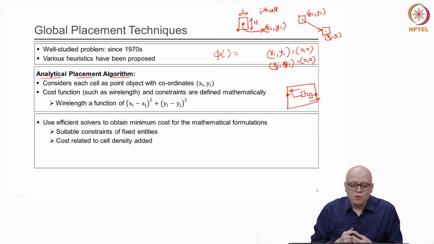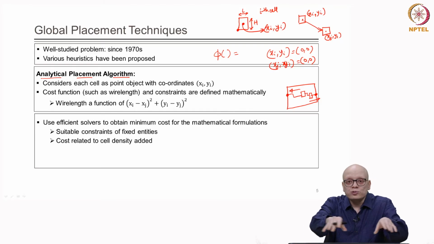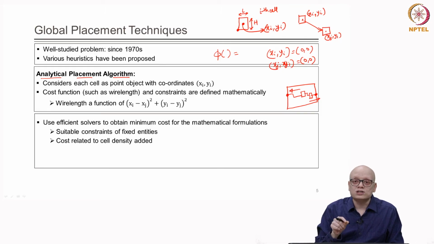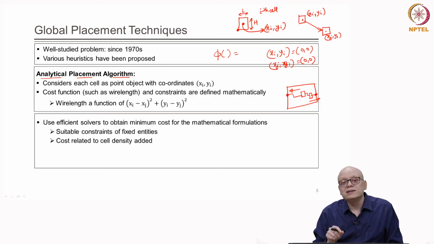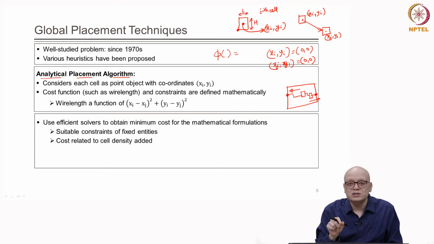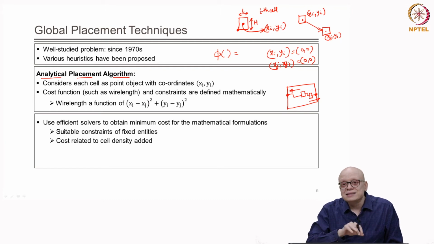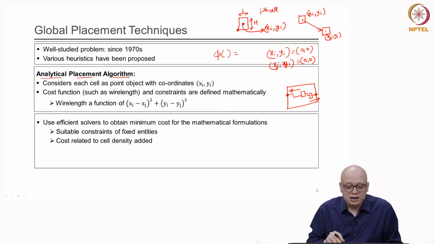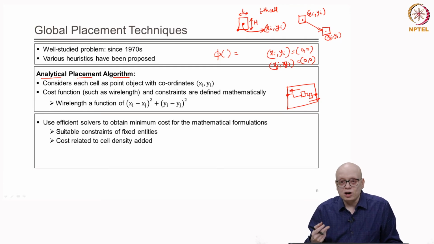And also we want that these cells be distributed fairly evenly over the layout, and therefore, we add some cost terms which are related to cell density. So, we can add some term in this mathematical formulation such that if the cell density is high, then that solution becomes penalized. These modifications are done by the analytical placement tool while formulating the mathematical model for the placement problem, and then giving it to a solver to obtain the result.